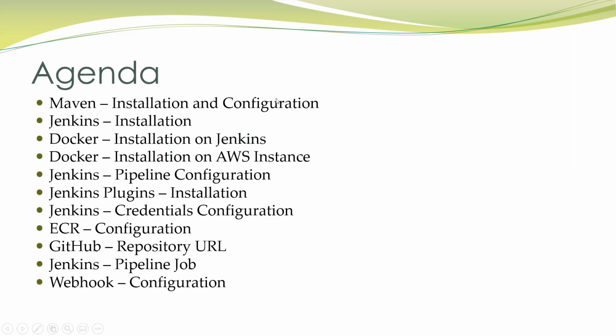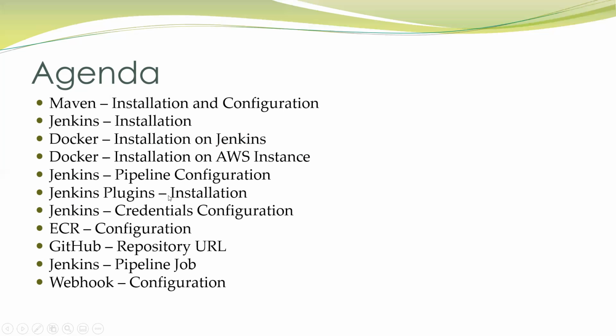For this, we need Maven installation and configuration, Jenkins installation, and then Docker installation on Jenkins. We will create one more instance, an AWS instance, where we will run that Docker image, and we will install Docker on that new instance also. After the installation is completed, we will configure the pipeline on Jenkins and install the necessary Jenkins plugins.